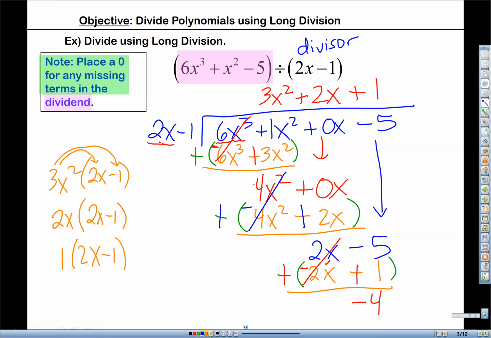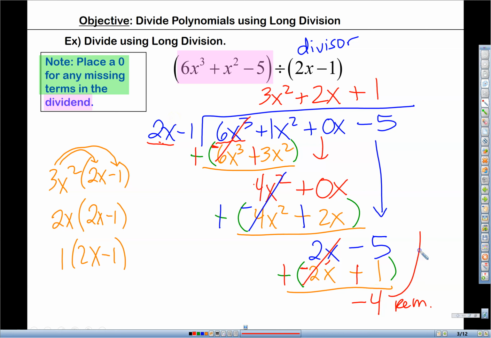So now I should realize that this negative 4 is my remainder, because the degree or power of x here, since there is no x, it's considered to have a degree or power of x to the 0 power, which is smaller than my divisor of x to the first power. That's another way of knowing this is your remainder.